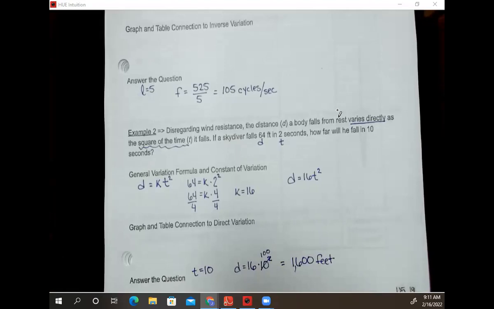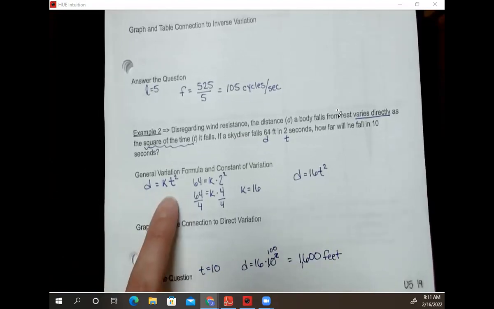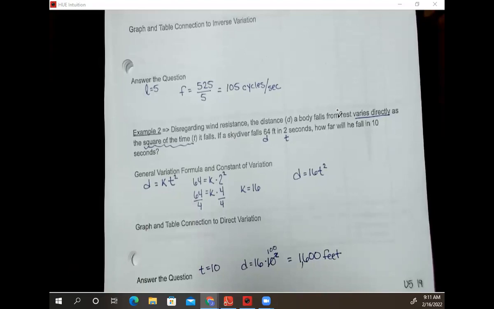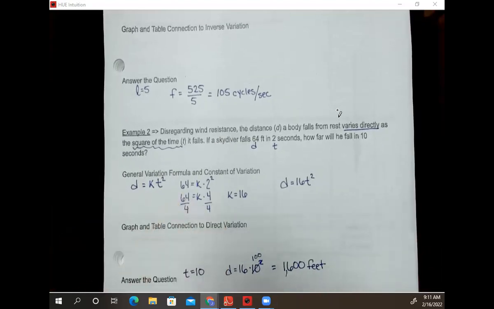Any questions for me so far? If I had a joint variation problem, which we don't see here on page 19, I would set it up, it would say something like, let's say it was our skydiver problem. Let's say it says the distance that we fall varies directly as the square of the time and something else, okay? Then we would have d equals k times t squared times whatever that other variable is. And in order to solve for k, they would give me 3 pieces of information. Does that make sense? We'd have 3 things to plug in so that we could find k.